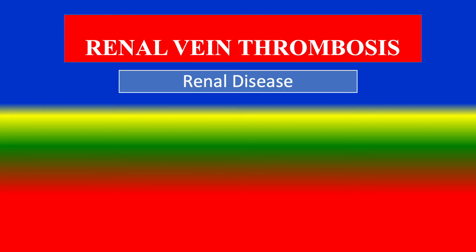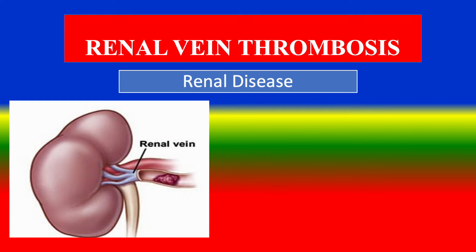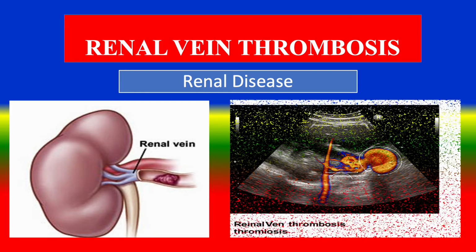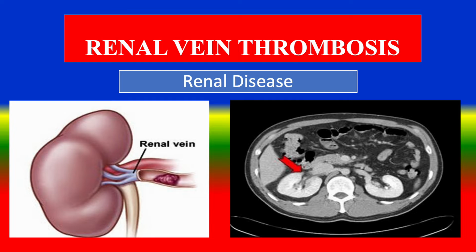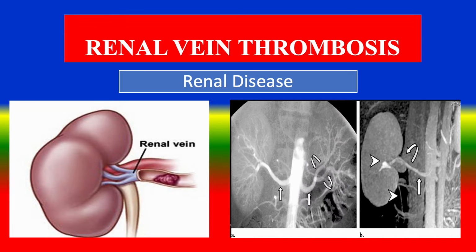Renal vein thrombosis is a renal disease. Look at this picture, it shows the kidney and renal vein thrombosis. Look at this, Doppler ultrasound findings. Look at this, CT scan with contrast. Look at this, MR angiography findings.